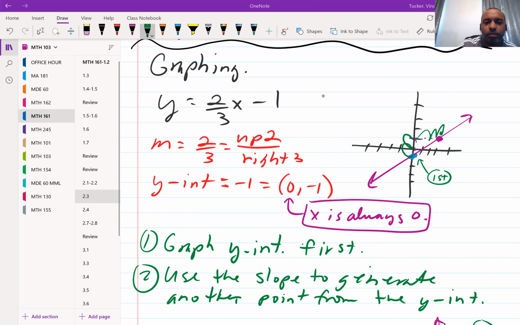If m is equal to 3, does it mean go up 3? Yes, if m is equal to 3, that's a fraction, 3/1. So you would go up 3 and then right 1.